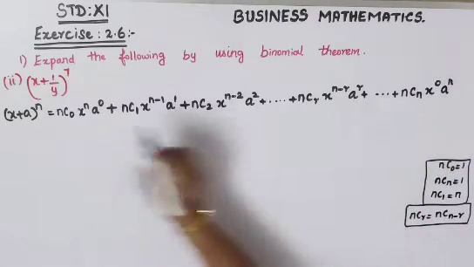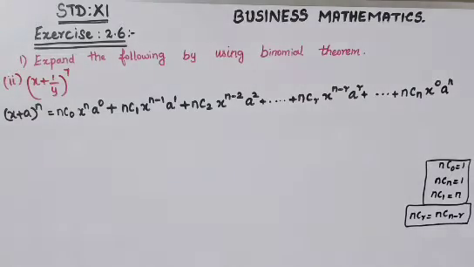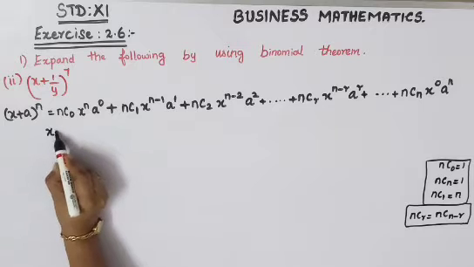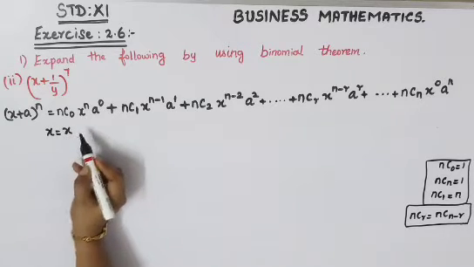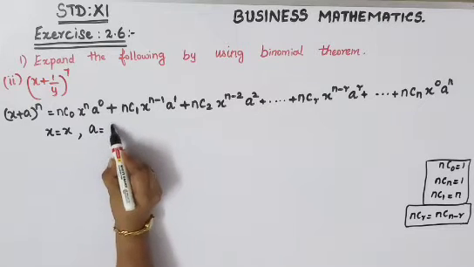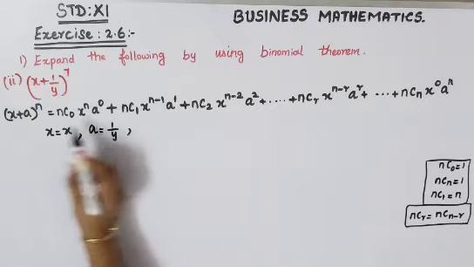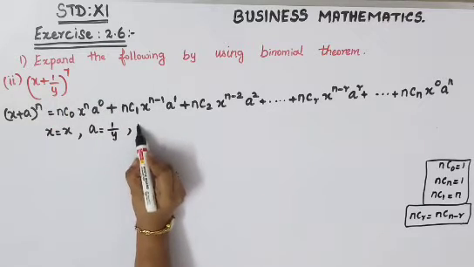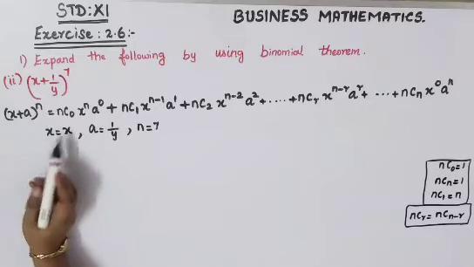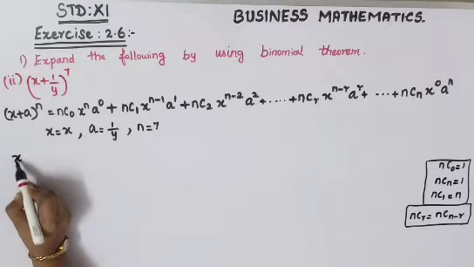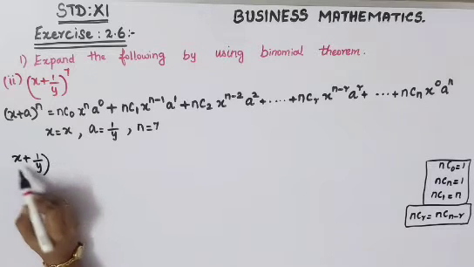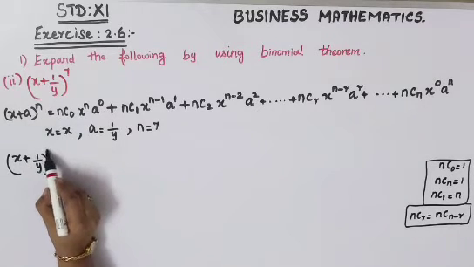So now you will have to substitute all these values in this formula. First we will just write the values. Here x is x only. In your question also you got x, but in the place of a you got 1 by y. So a is equal to 1 by y, and in the place of n we have got 7, therefore n is equal to 7. Now go for your substitution. Here your x is x only. So x plus, in the place of a you have got 1 by y the whole power, in the place of n we have got 7.